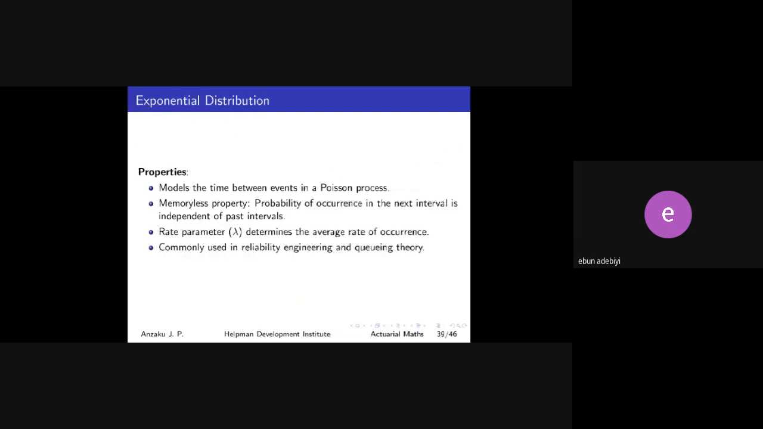The exponential distribution, we say it models time between events in a Poisson process. It has the memoryless property, because the occurrence in the next interval is independent of past intervals. It has a continuous, independent occurrence. We say it has rate parameter lambda, which determines the average rate of occurrence. It is commonly used in reliability engineering and queuing theory.